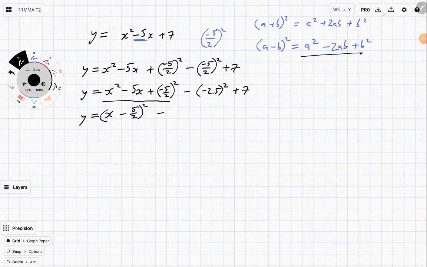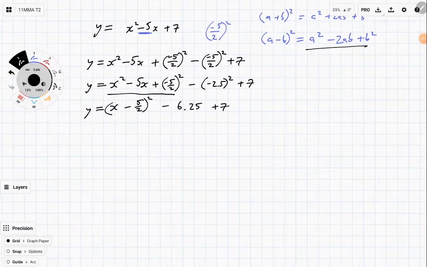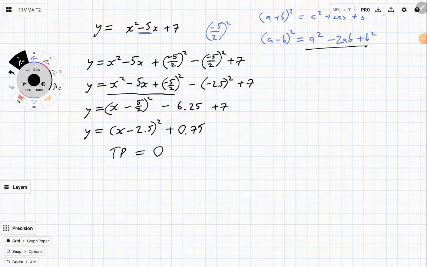Minus 2.5² is 6.25 plus 7. And y is equal to (x − 5/2)², or (x − 2.5)², minus, in this case, oh sorry, plus 0.75. Therefore, the turning point is just 0.75.